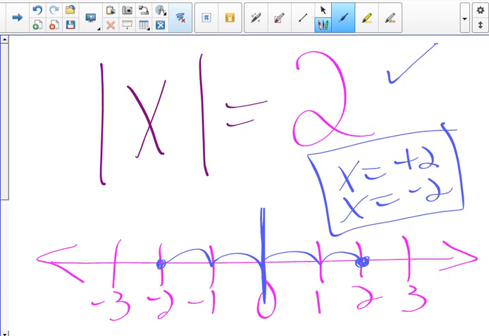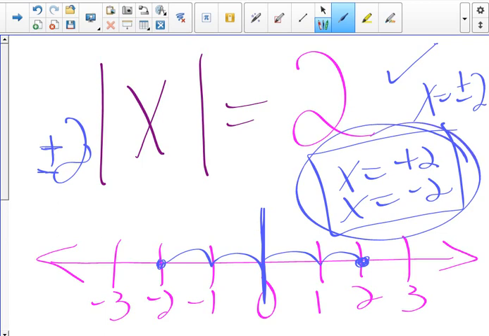You might see people rewrite that as x equals plus or minus 2. It's supposed to be a plus sign and a negative sign. That didn't look much better. But you can combine them into one answer, plus or minus 2, and that replaces doing x equals 2 and x equals negative 2. All right, any questions so far?